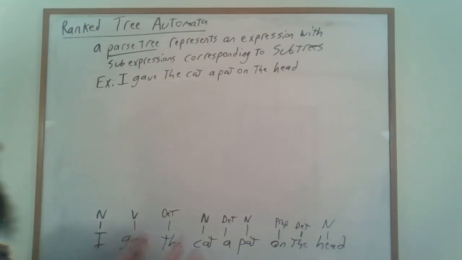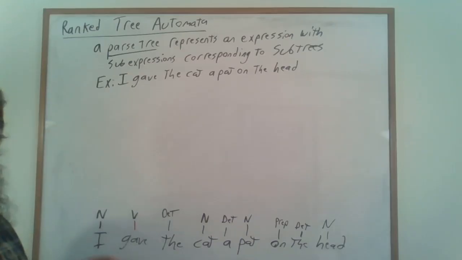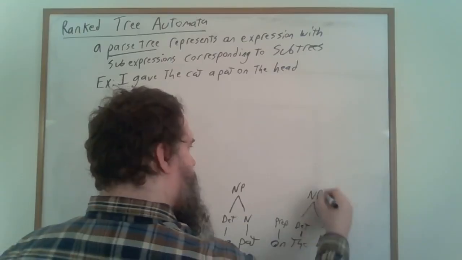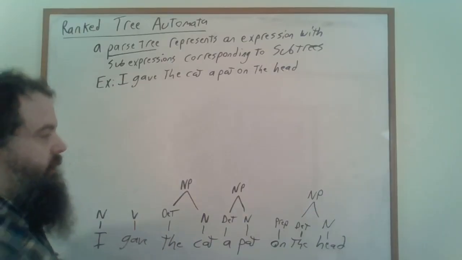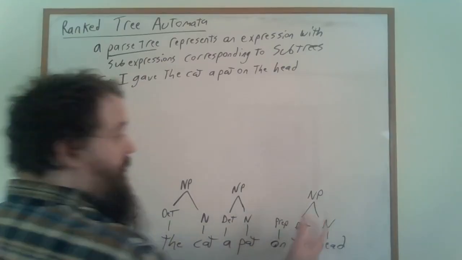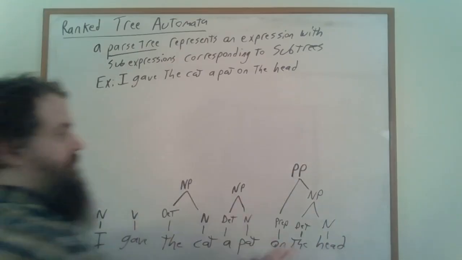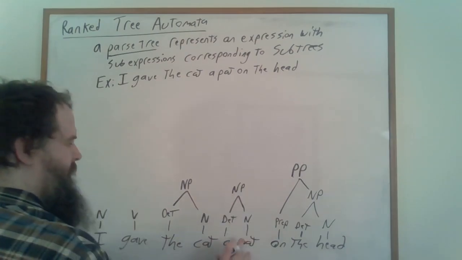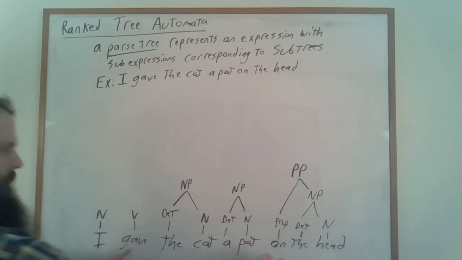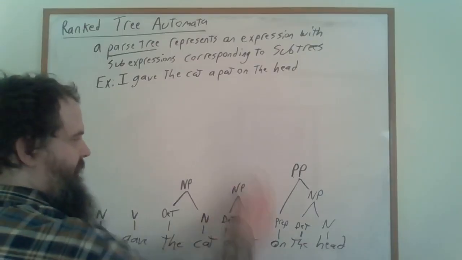So for instance, the cat, a pat, and the head are all phrases that represent nouns, which we represent as NP for noun phrase. And then we understand a preposition followed by a noun phrase to represent a prepositional phrase. I'm going to say that this prepositional phrase here modifies this noun phrase here. I guess you could also say that it modifies the verb, but I think it makes more sense to say that it modifies the noun phrase.